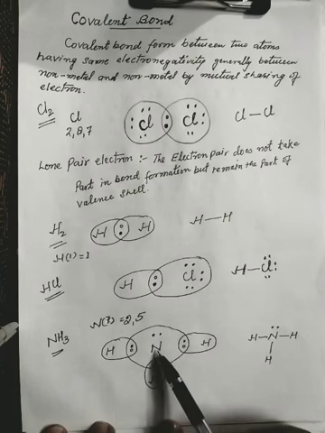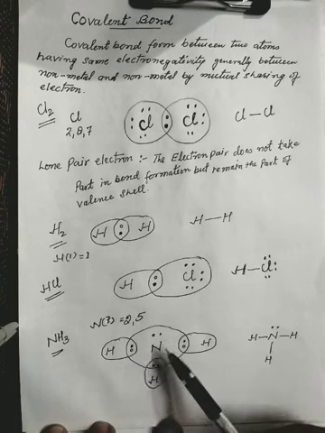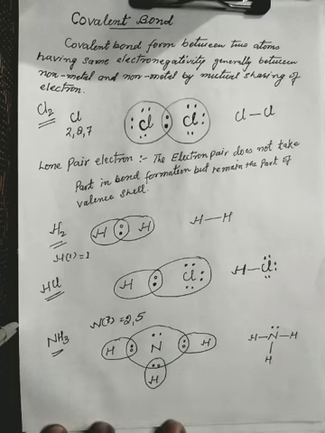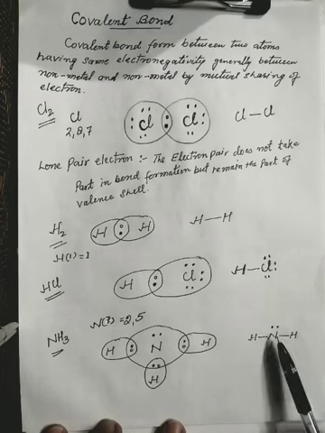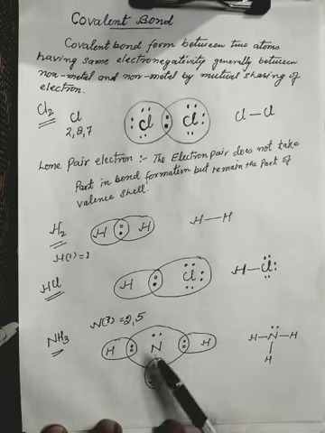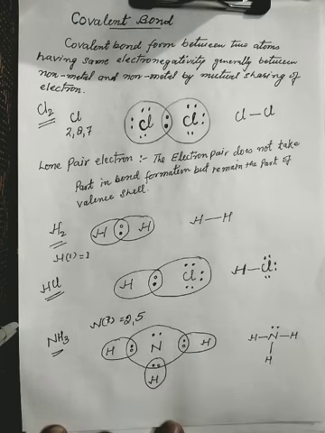Now in case of nitrogen, it has got 3 electrons and completed its octet. So now 1, 2, 3 shared pairs of electrons with different hydrogen. So we will write 3 single bonds with different hydrogen with 1 lone pair. So in ammonia, how many lone pairs does nitrogen have? 1 lone pair. Is it okay? Please take the screenshot of this.